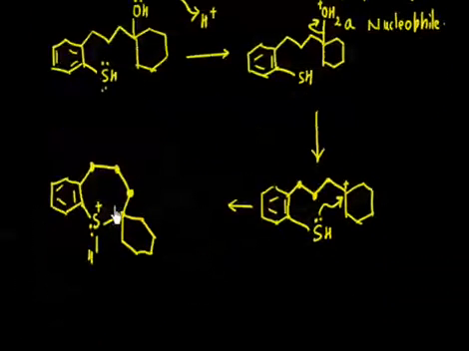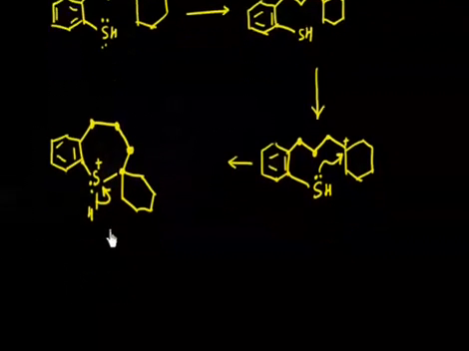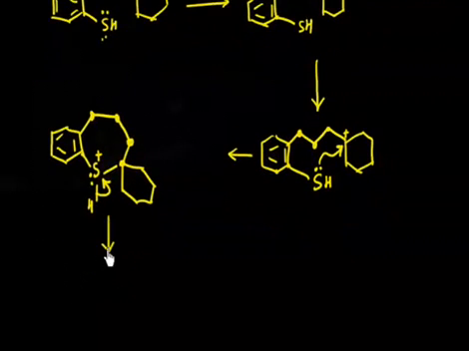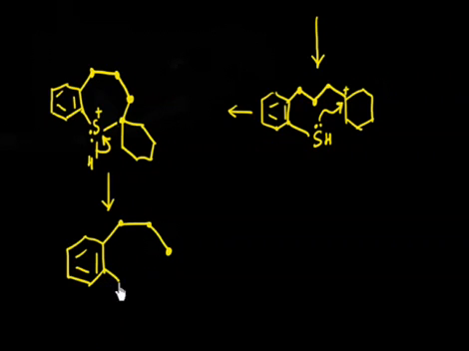In the next step, you can lose one H plus. So if you lose H plus, you will get the desired product. So if you lose H plus, you will have the final product. So you are having a benzene ring. And then you have a 7-membered ring. So 1, 2, 3, and then you have sulfur because I have lost H plus. And then here you have a 6-membered ring. So this is the final product you have to have.